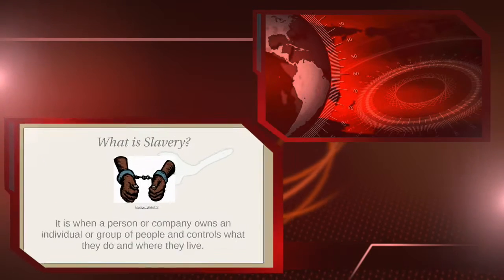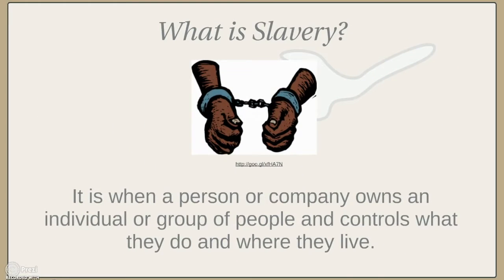Let's start off with discussing the debates between historians on how the institution of slavery caused the Civil War. Let's start by looking at the beginning of slavery more. So what is slavery? This is when an individual is owned by someone who controls what that person does and where they live.